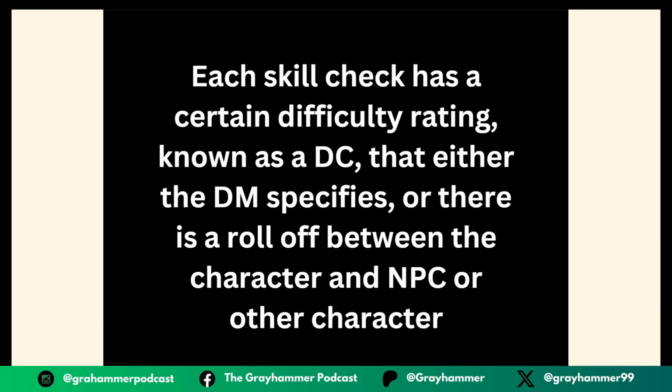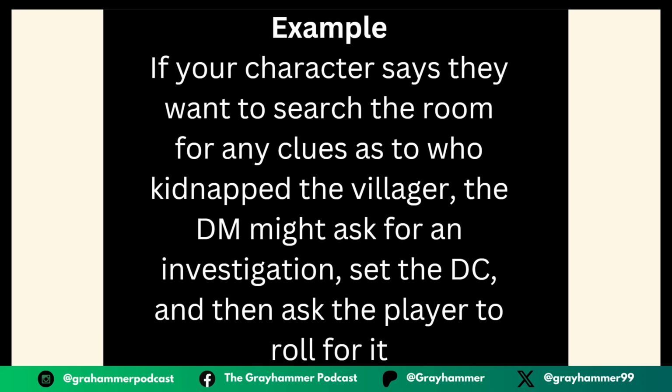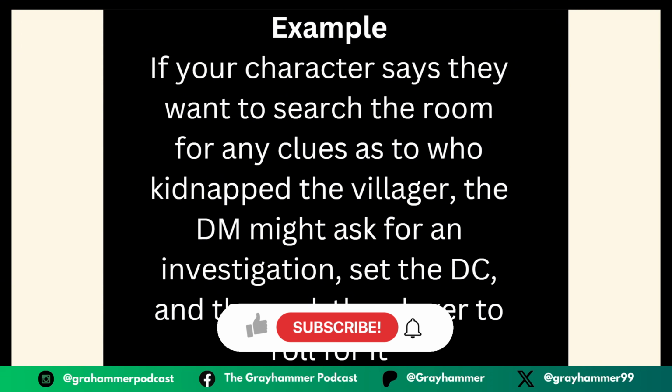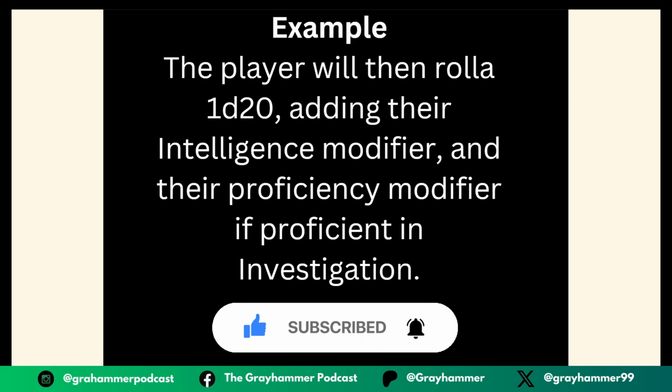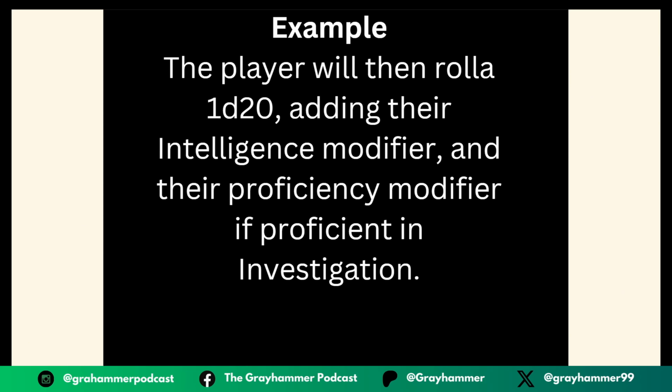Each skill check has a certain difficulty rating known as a DC that either the DM specifies or there's a roll-off between the character and an NPC or other characters. Example: if your character says they want to search the room for any clues as to who kidnapped the villager, the DM may ask for an investigation, set the DC, and then ask the player to roll for it. The player will then roll a 1d20, adding their intelligence modifier and their proficiency modifier if proficient in investigation.